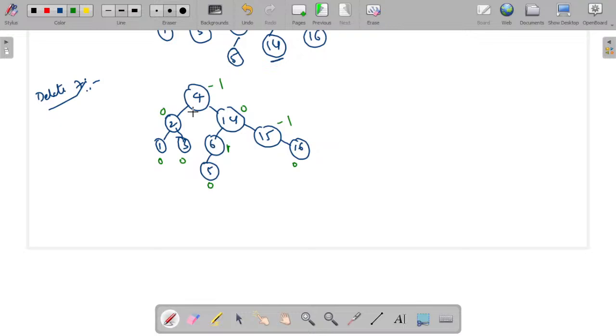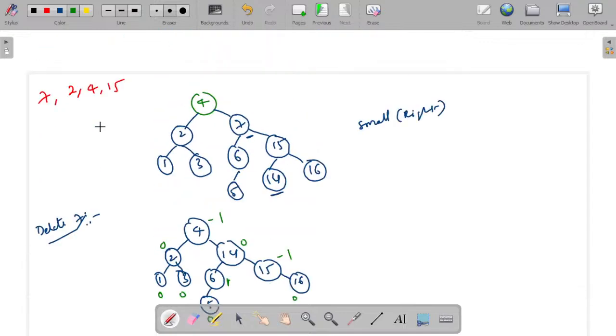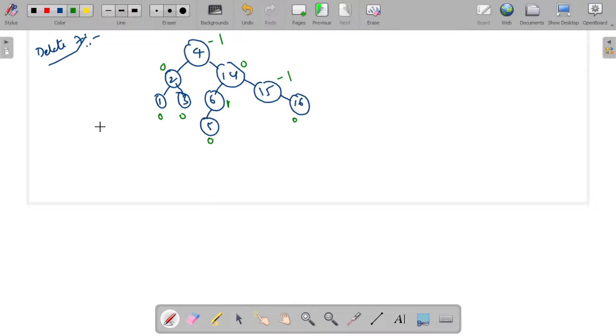Okay, so I've been asked to delete 7. Hope you understood how we have deleted 7. Now we will delete the next number, which is 2. So the present tree is this. Now we have to delete 2 from it. So where is 2 at?